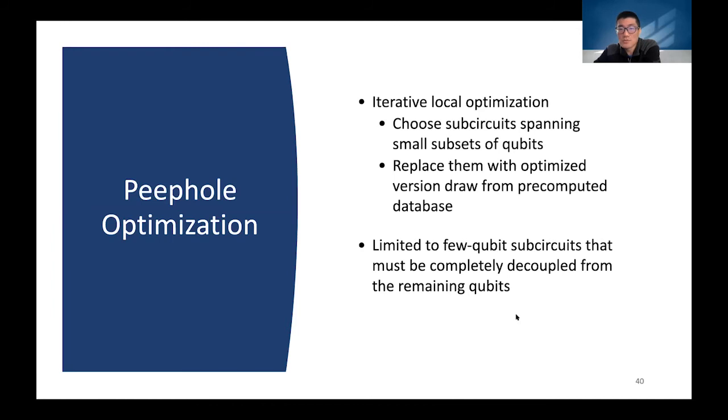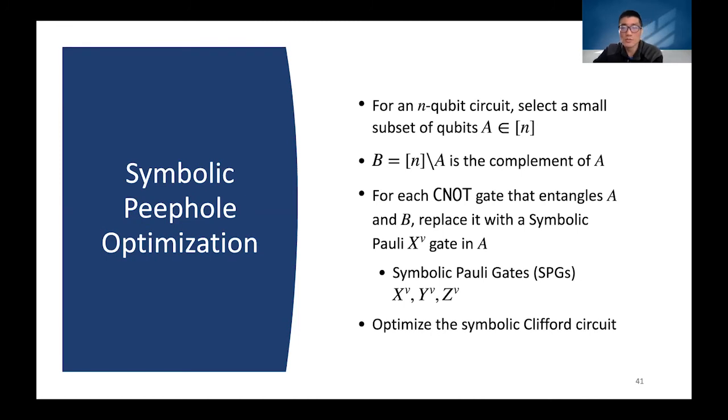There are obvious restrictions and limitations to the traditional peephole optimization because it's limited to very few qubit substructures, and such substructures must be completely decoupled from the remaining qubits, because otherwise you cannot go ahead with substitution. So in order to overcome this limitation, we proposed a technique called symbolic peephole optimization, for which we introduce a set of what we call symbolic polygates to help us decouple the selected peephole subset from the rest of the circuit, in a way that we are able to proceed with the substitution of the selected substructure.